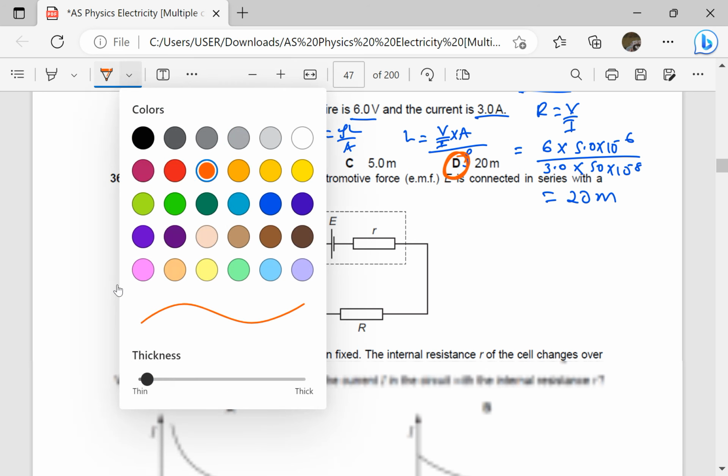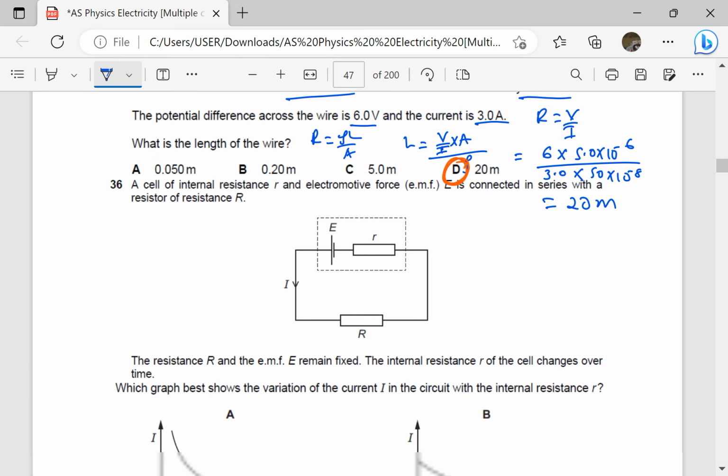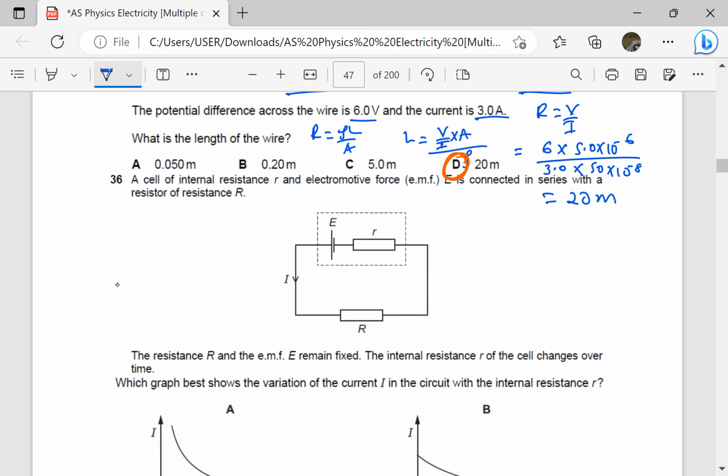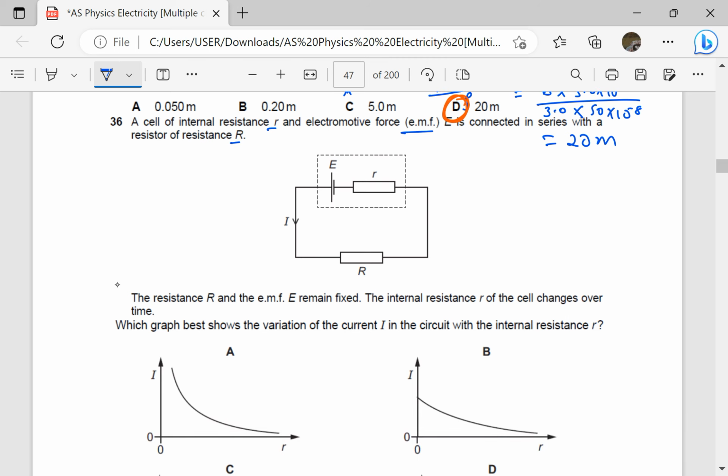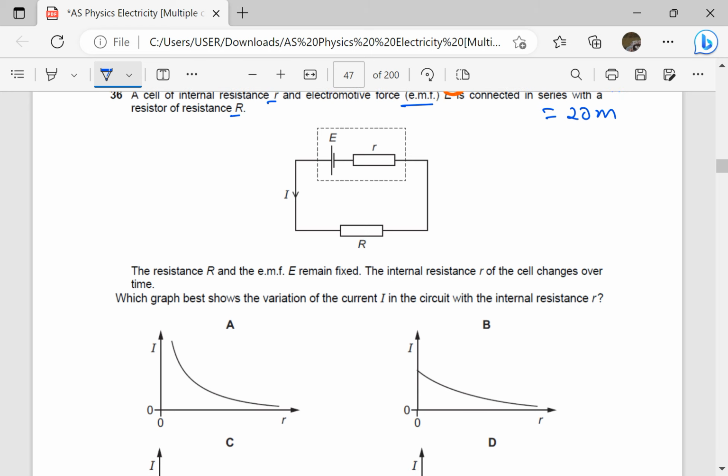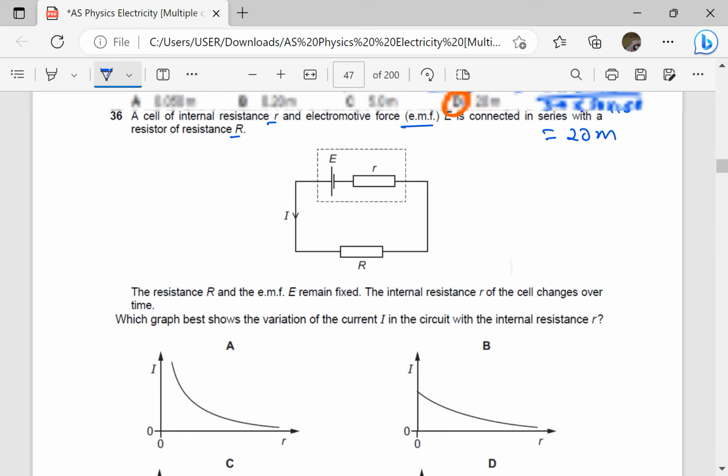A cell of internal resistance r and e.m.f. E is connected in series with a resistor of resistance R, as shown here. The resistance R and e.m.f. E remain fixed. The internal resistance r of the cell changes over time. Which graph best shows the variation of the current I in the circuit with the internal resistance r?